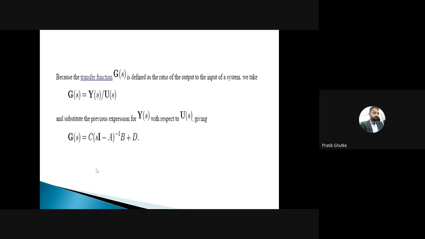Now the transfer function G of s can be defined as the ratio of the output to the input of the system. G of s is your transfer function. So how can we define the transfer function? Transfer function is defined as output by input, so Y of s divided by U of s. And now substitute the expression for Y of s with respect to U of s. So this is your actual transfer function: G of s equals C (sI minus A) inverse into B plus D.